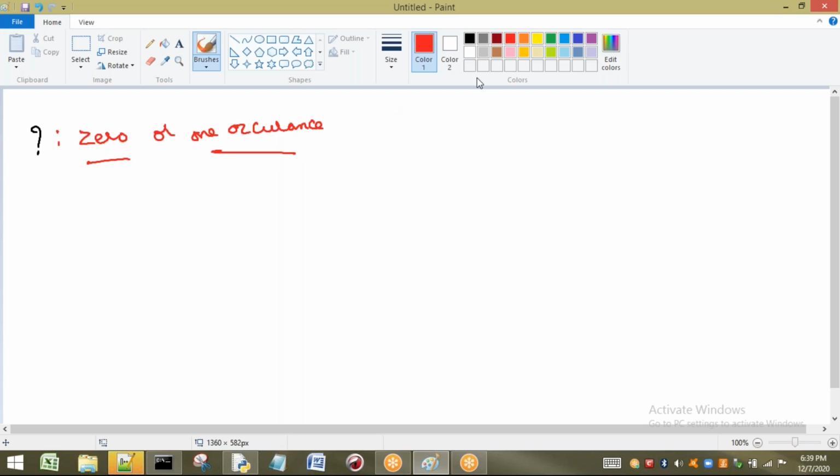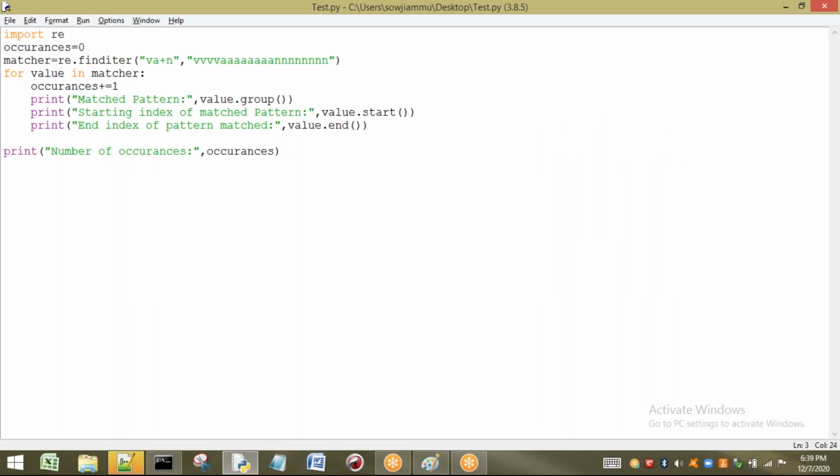But what about star? Star is minimum zero, maximum any number. Plus is minimum one, maximum any number, there is no problem. Question mark is minimum zero, maximum one. Other than one, it is not going to consider. Same concept, I will just place a question mark after A.